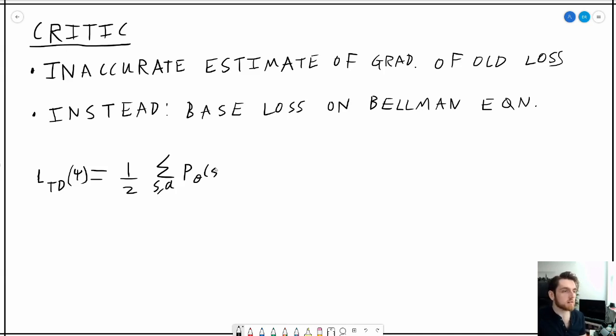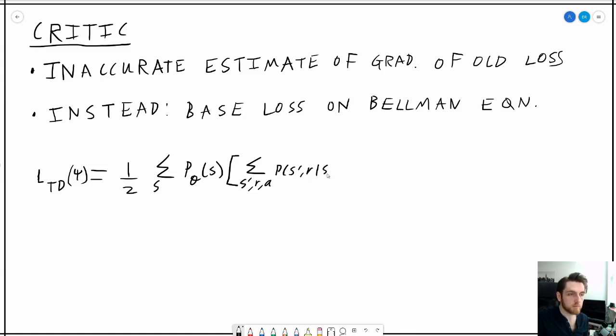Sorry, there's a slight mistake here. So this should just be the sum over S. And then inside the error, we'll have the sum over S prime, R, and A. The environment transition with the policy and the value plus the reward during transition minus, so this should be the psi now, because we're measuring the error in the Bellman equation for our estimates of the values.